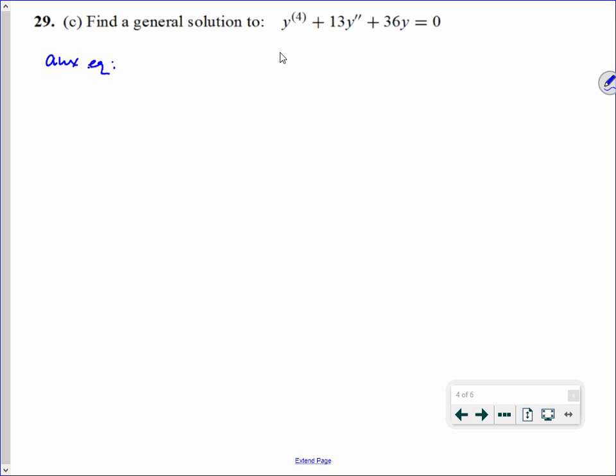Auxiliary equation, well, it's fourth power, so this is going to be r to the fourth plus 13r squared. And remember, the y doesn't correspond to anything. The r only corresponds to derivatives of the function. So our auxiliary equation is r to the fourth plus 13r squared plus 36. Okay. And can you factor that? I hope.